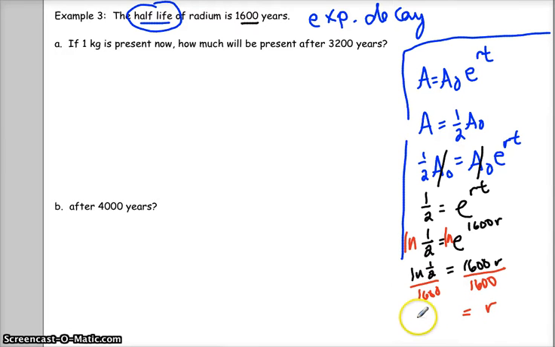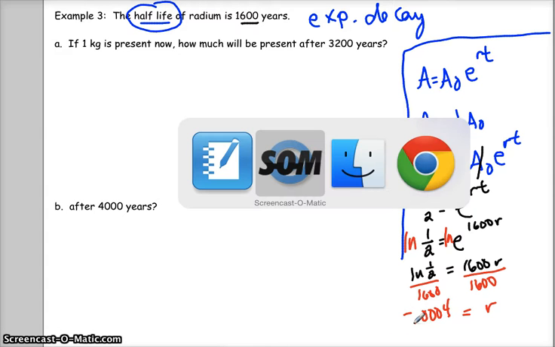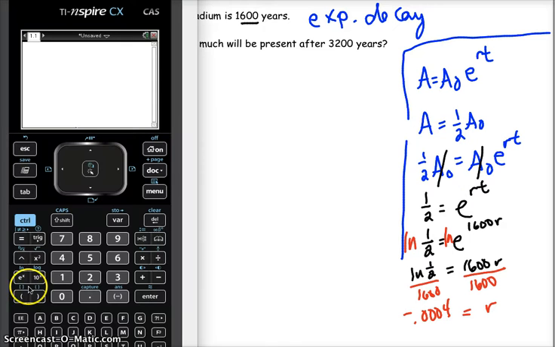And if you calculate this, you'll come up with negative 0.0004. Let's double check that. Okay, so I'm going to calculate the natural log of 1/2 and divide that by 1,600. And that does come out to be negative 0.0004. So that tells me my rate.